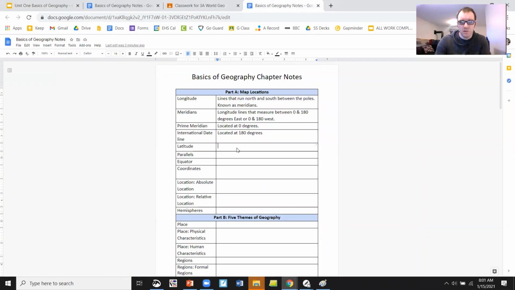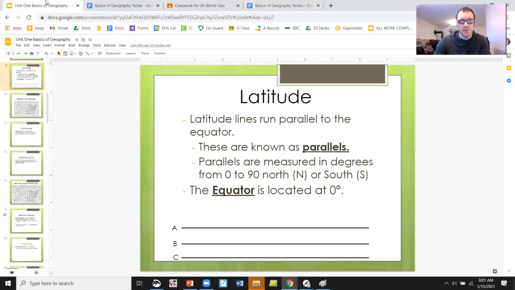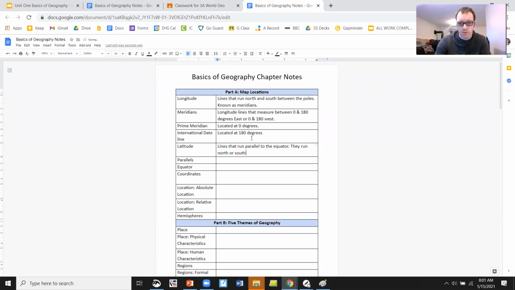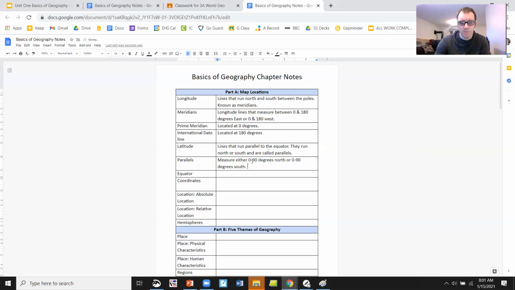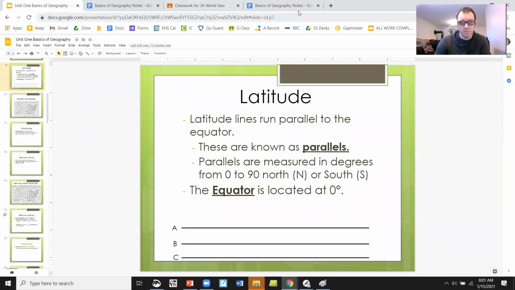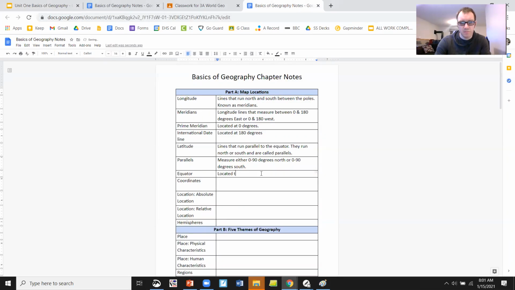So these are lines that run parallel to the equator. And they run, let me see what we had here, just make sure you had it right. North or south. And are called parallels. So you have parallels measure either 0 to 90 degrees north or 0 to 90 degrees south. Good. And then for the equator, we just said located at 0 degrees. There, perfect. Those notes filled in.